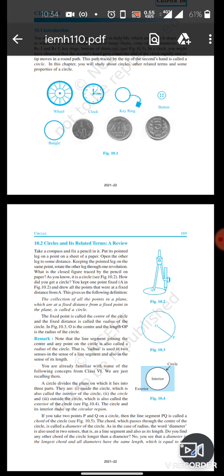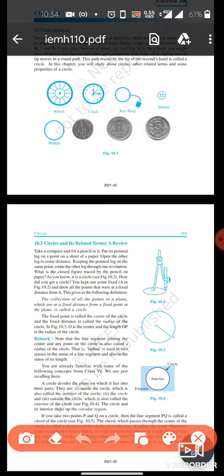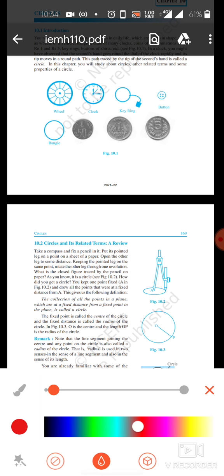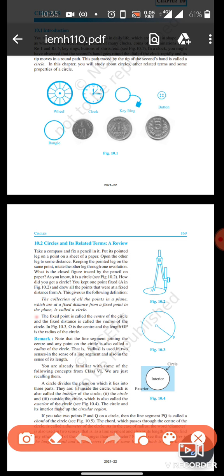Now underline this thing: a circle divides the plane on which it lies into three parts. There is the inside of the circle, which is also called the interior of a circle. Then the circle itself, meaning the circumference of the circle. Then we have the outside of the circle, which is also called the exterior of a circle.